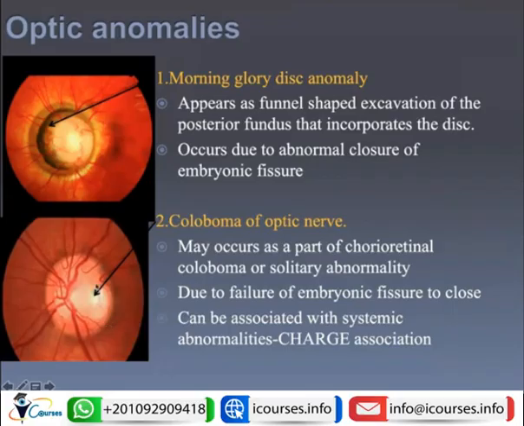Coloboma of the optic nerve can also occur due to a failure of closure of the embryonic fissure. It can be an isolated anomaly or associated with other colobomas of the eye, as we just mentioned, and it can also be associated with systemic diseases such as CHARGE syndrome.